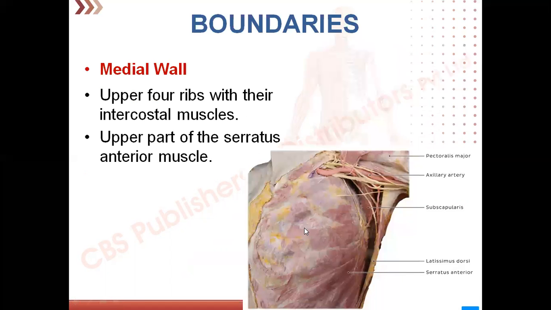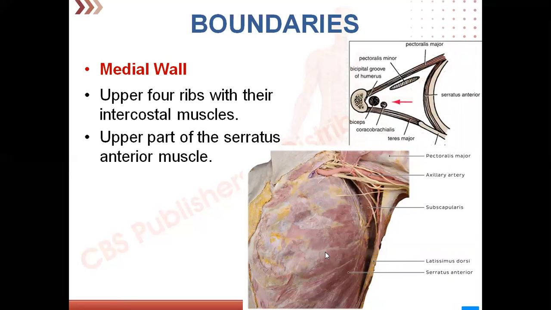Now coming to the medial wall. The medial wall is formed by the upper four ribs. In between the ribs we have intercostal muscles. Apart from that, we have the boxer's muscle, the serratus anterior muscle. So that is the medial wall. If this is the armpit, this is the serratus anterior. This is the anterior wall, this is the posterior wall, this is the medial wall, and the lateral wall is converging over here. That is the humerus bone.